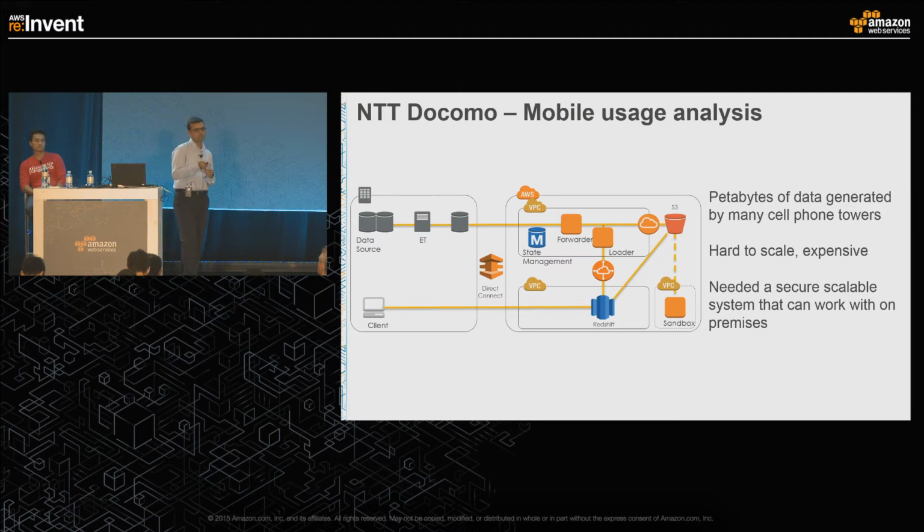Another example that we talked a little bit about in the keynote is NTT Docomo. They are probably the largest telecom company in Japan, and generate petabytes of data corresponding to their cell phone towers and mobile usage within the company. And they work on a hybrid model where all of this data gets generated in their on-premises environment. Then they move this data to Redshift and AWS to analyze it. So this is another use case that had very stringent security requirements to move the data.